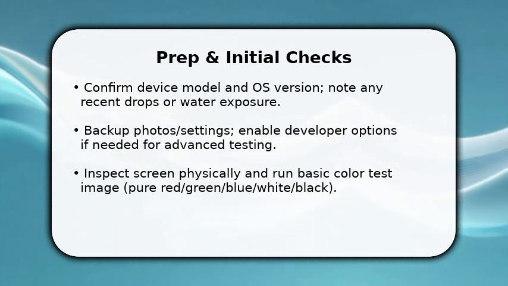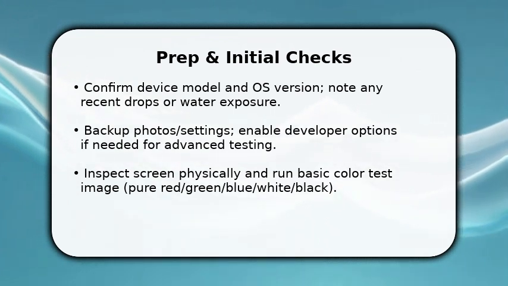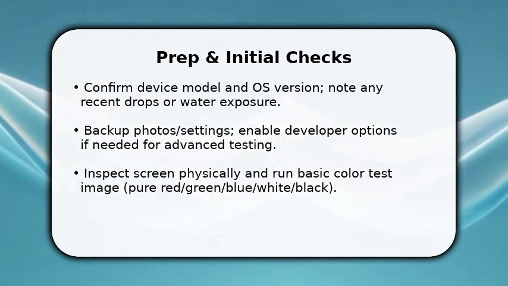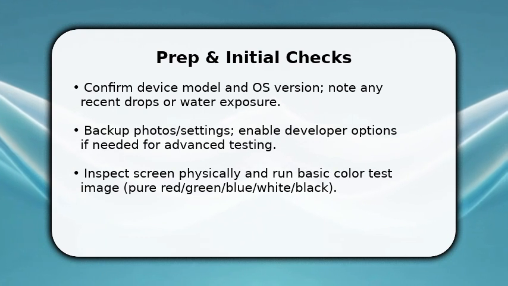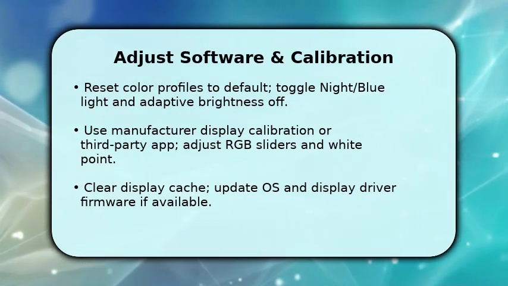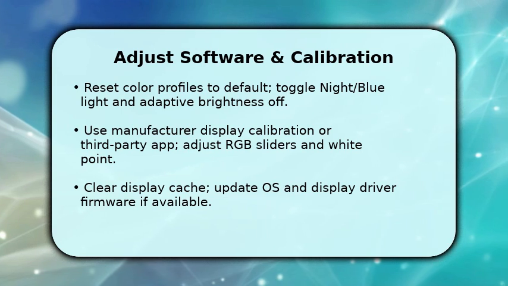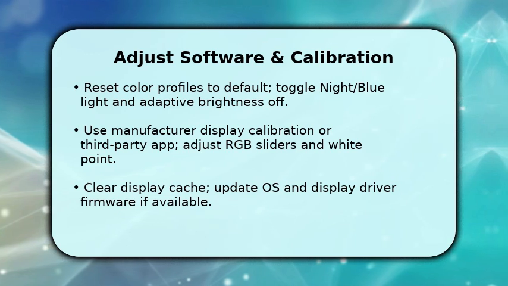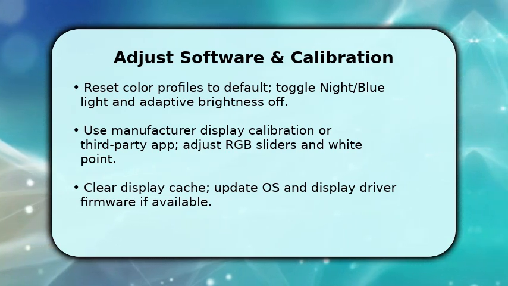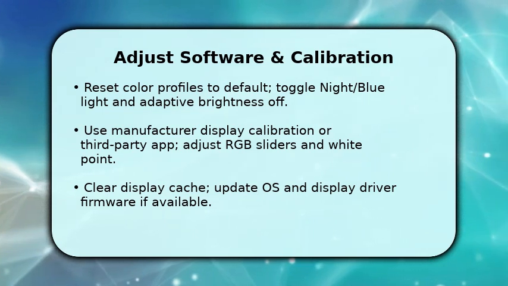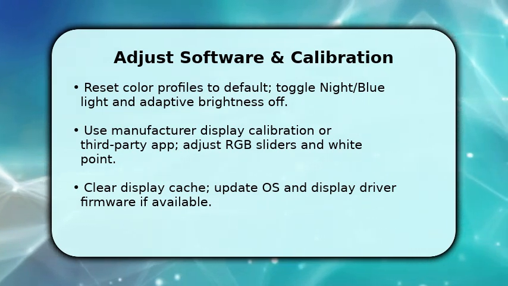If your phone has a display diagnostic menu or developer color mode, enable it now to gather objective clues before changing software or hardware components. You should now address software causes by resetting color profiles and turning off night or blue light filters, because those often shift hue. Next, open the handset's color calibration or install a trusted app to adjust RGB sliders and the white point. Small numeric tweaks can restore skin tones and neutral grays.